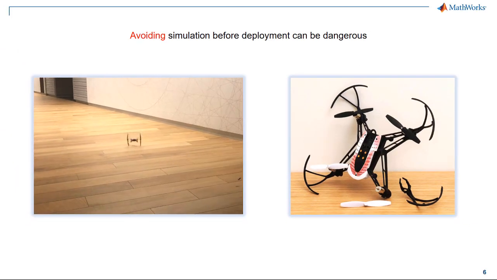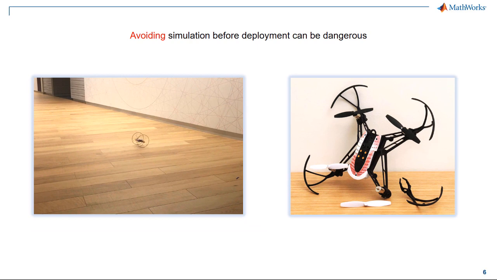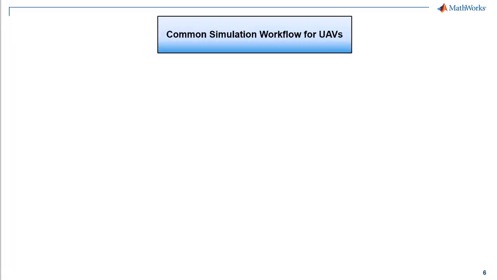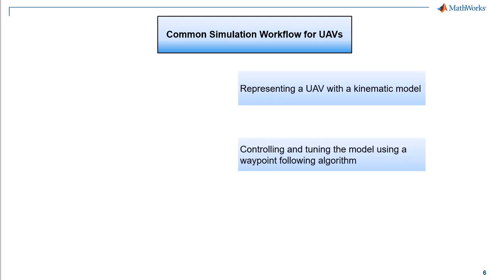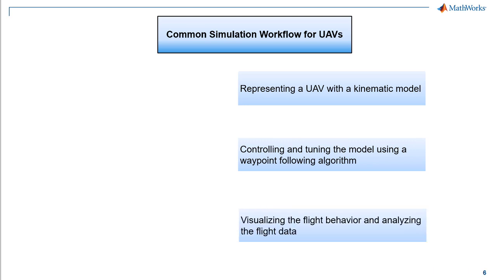Flying a UAV without modeling and simulation can cause failures leading to safety and cost issues. A common simulation workflow for UAVs involves three steps. 1. Having a kinematic model of a UAV. 2. Controlling and tuning the model using a waypoint following algorithm. And 3. Visualizing the flight behavior and analyzing the flight data.